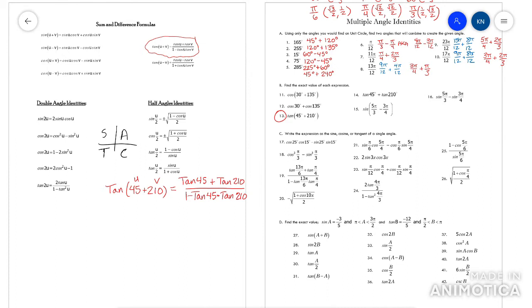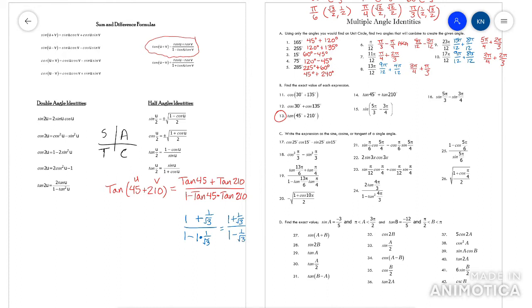All right, and so now you just give all these things values. So tan of 45 is 1. Tan of 210 is 1 over root 3. So really it's like 1 plus 1 over root 3 over 1 minus 1 over root 3.